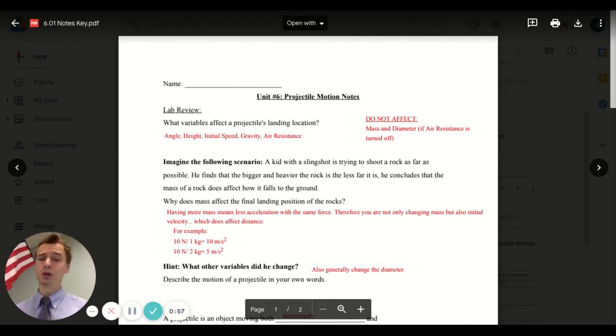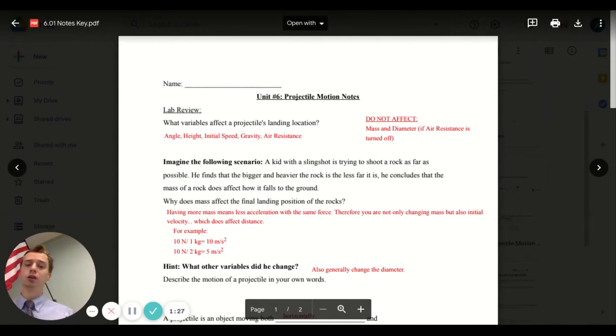For some of these, it will be. Angle is obviously complicated, though. For height, if you change the height that you're launching the object from, that obviously will increase the distance that the object goes, right? The farther up the object is when it is thrown or shot, the farther the object will go. The initial speed, obviously, if the object is shot at 30 meters per second as opposed to just 2 meters per second, it will obviously go farther.